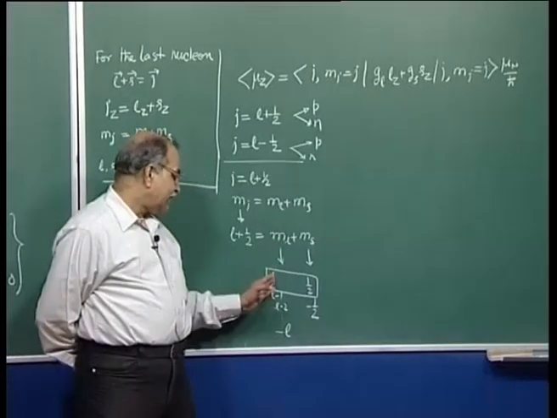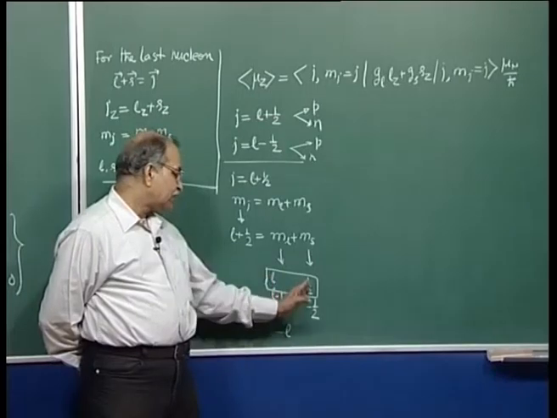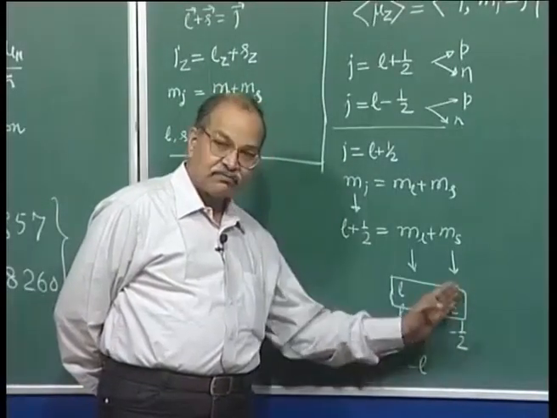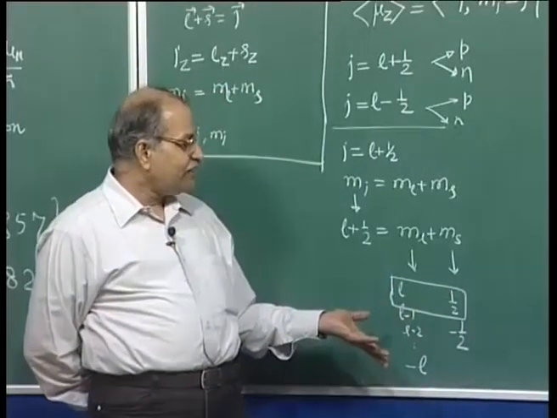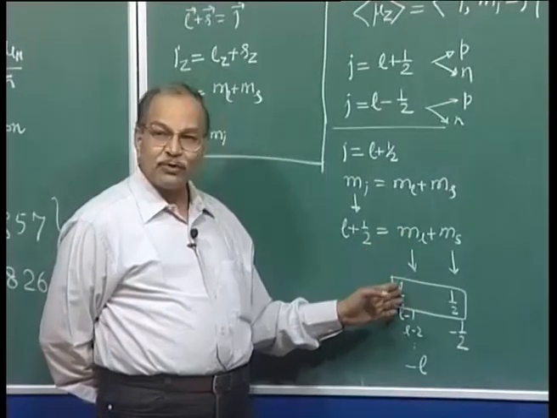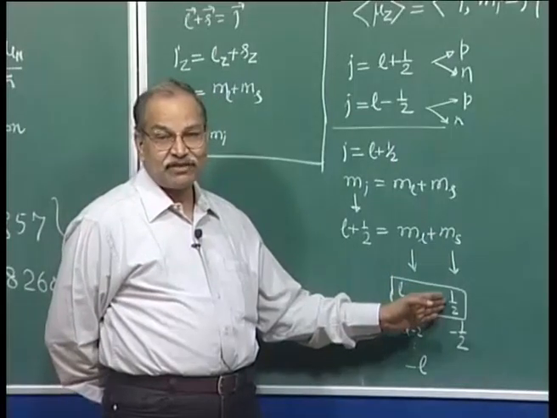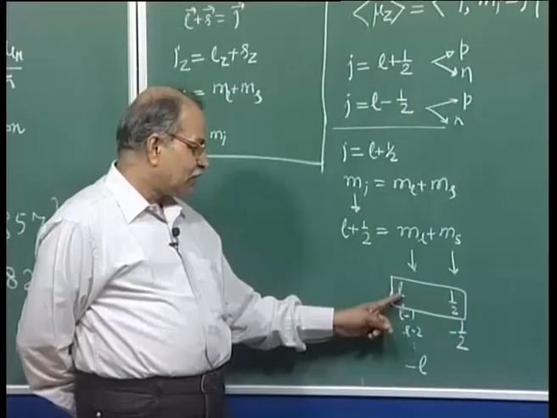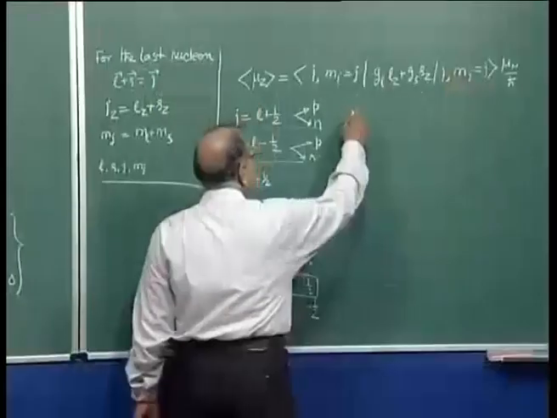M l should be L and m s should be half, then I will get L plus half. Any other combination? No. So, fortunately for us, the calculations will be easy. M l has only one value and m s also has only one value, that is, m l should be equal to L and m s should be equal to half. Now, it is very simple.